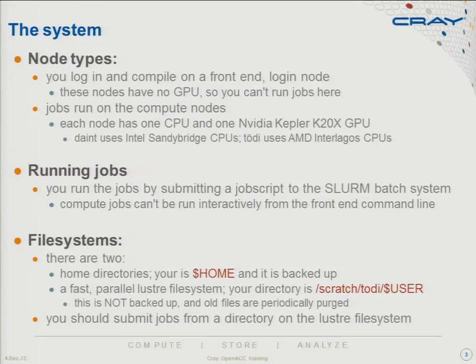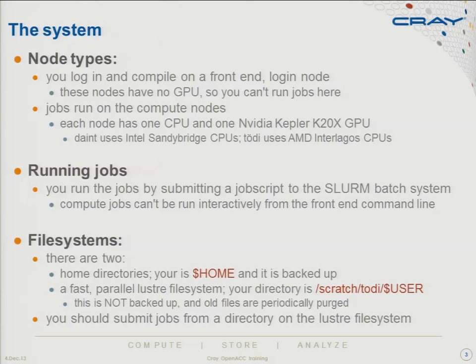Still, it's useful to understand a little bit about the system. When you log in, there are no GPUs where you log in. You don't run your code there. You have to run your code on separate nodes where there are GPUs, so you have to do it through a batch script. There's a Slurm job control system, and you write a script and submit it to that, and it then executes it and the result is returned.